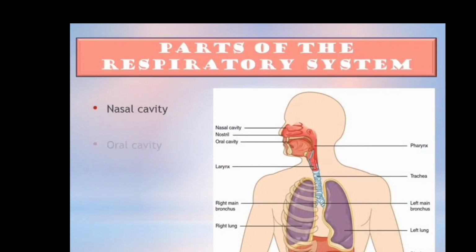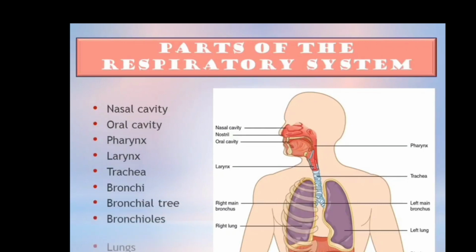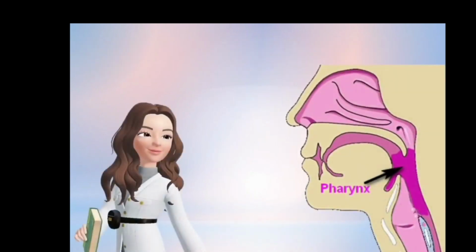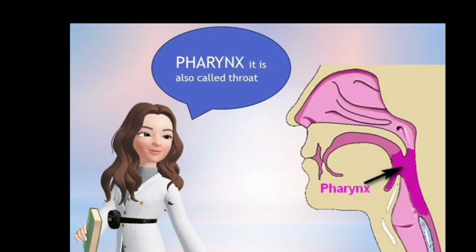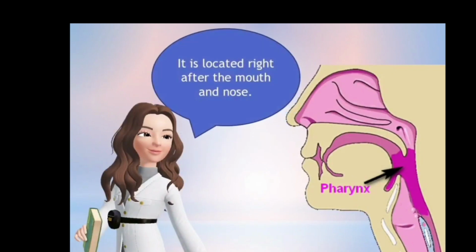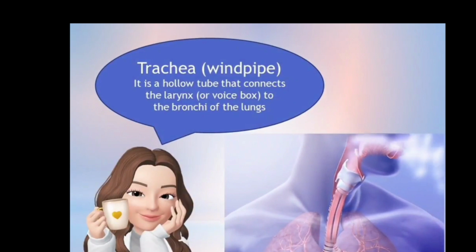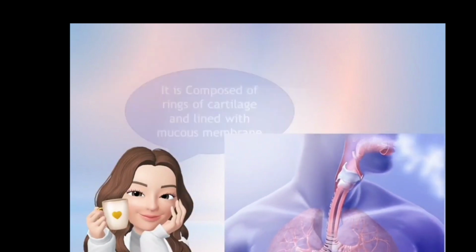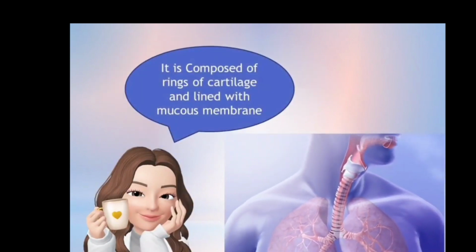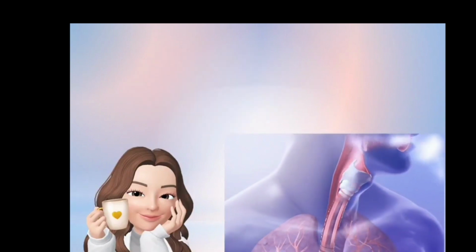We have nasal cavity, oral cavity, pharynx, larynx, trachea, bronchi, bronchial tree, bronchioles, lungs, and diaphragm. The pharynx is also called the throat, and it is located right after the mouth and the nose. Next to the larynx is the trachea, which is also called the windpipe. It is a hollow tube that connects the larynx to the bronchi of the lungs. It is composed of rings of cartilage and lined with a mucous membrane.